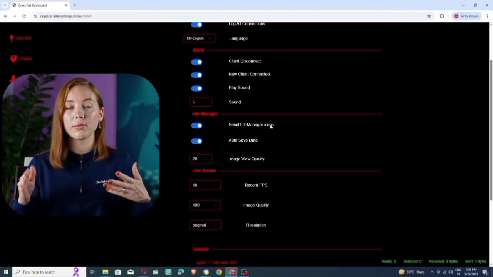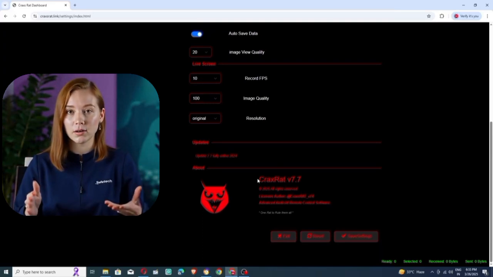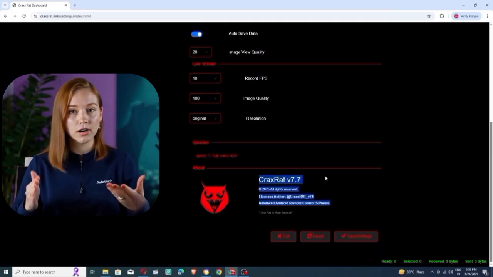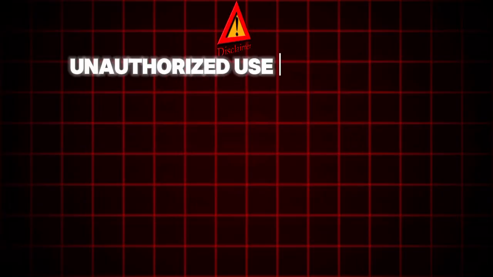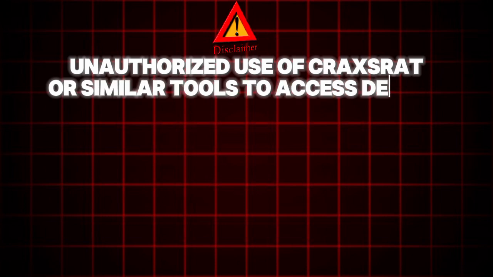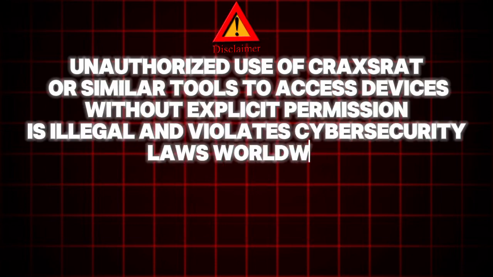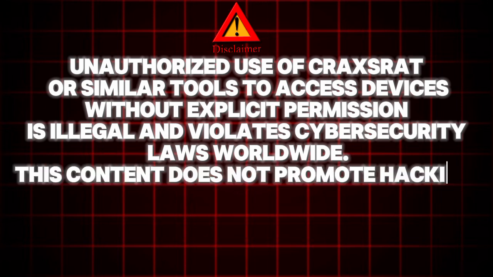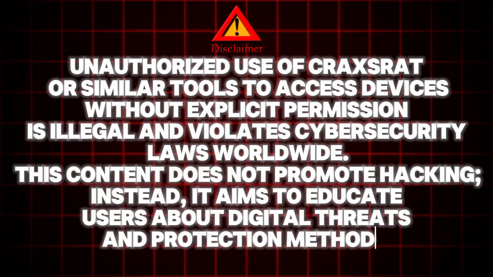This video is for educational and cybersecurity awareness purposes only. CraxsRat is a powerful remote access tool, a RAT, that can be misused for illegal activities. The demonstration shown here is performed in a controlled lab environment using virtual machines, and all sensitive information has been blurred or anonymized. Warning: unauthorized use of CraxsRat or similar tools to access devices without explicit permission is illegal and violates cybersecurity laws worldwide. This content does not promote hacking. Instead, it aims to educate users about digital threats and protection methods.